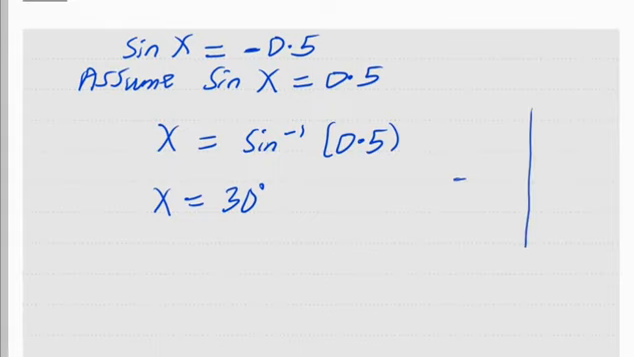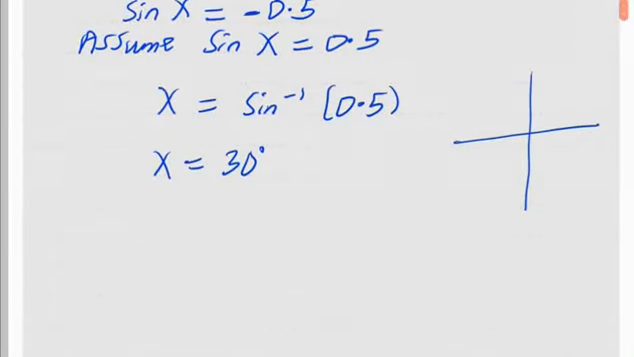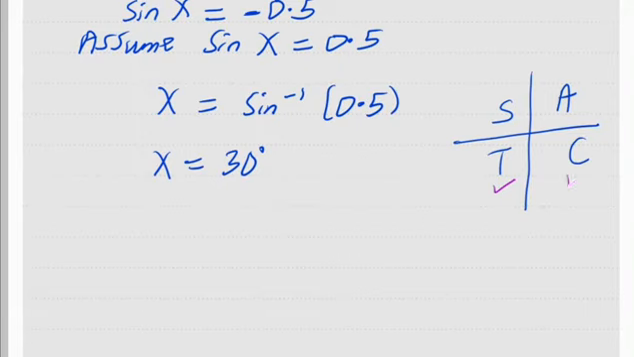I'm going to go to my four quadrants. Why am I doing that? Because the question says x is between 0 degrees and 360 degrees. In the first quadrant, all angles are positive. For the second, only the sine. For the third, only the tangent. And for the fourth, only the cosine of an angle is positive. Okay, so I'm going to focus on the third quadrant and the fourth one.